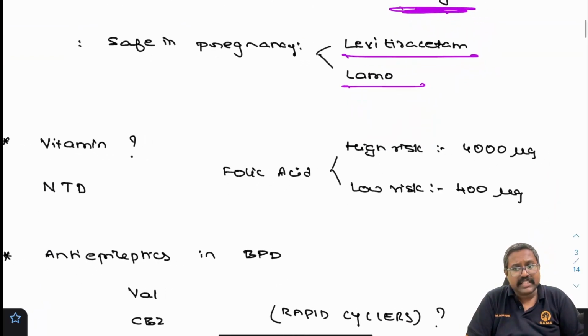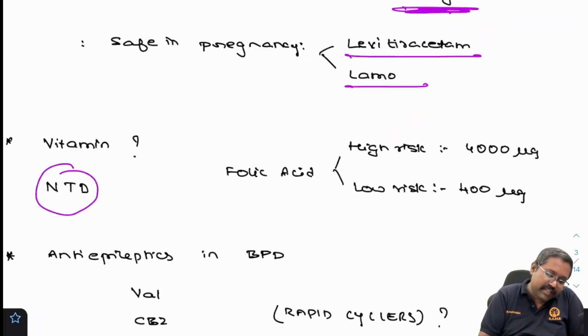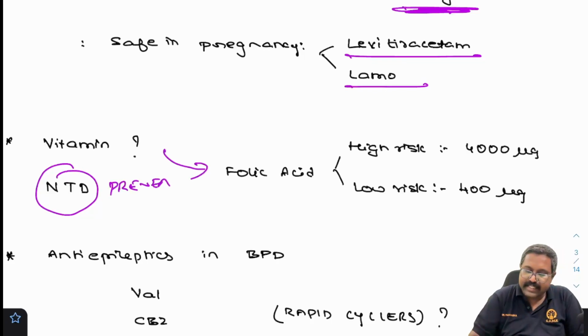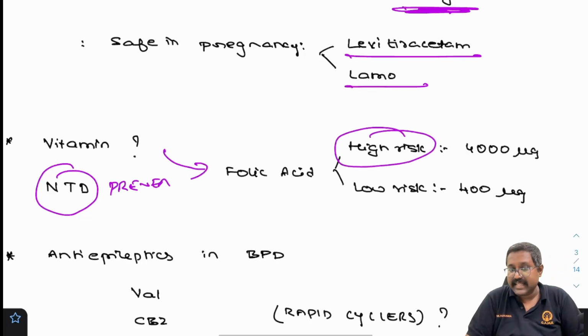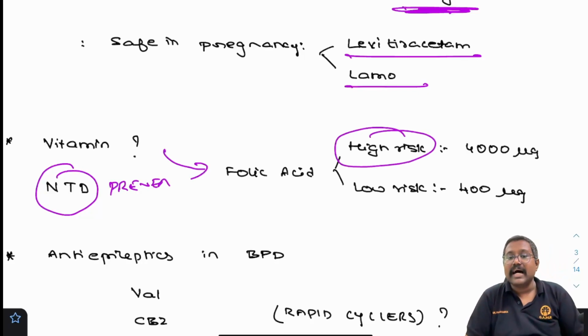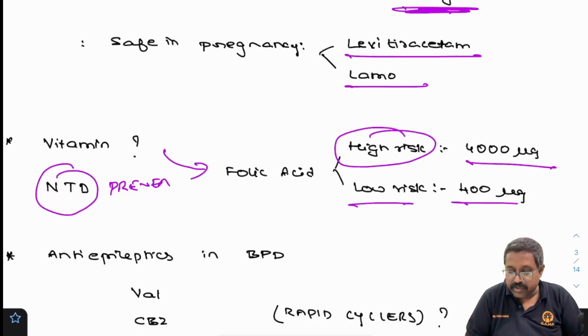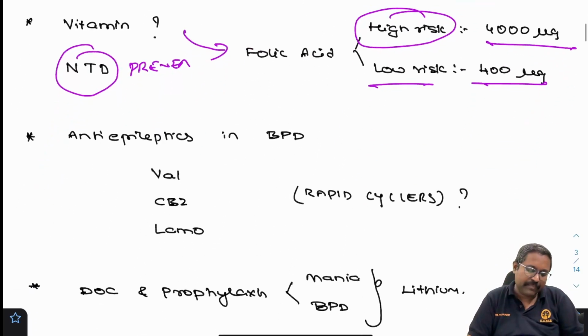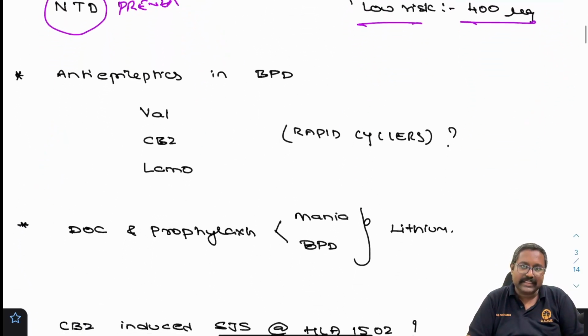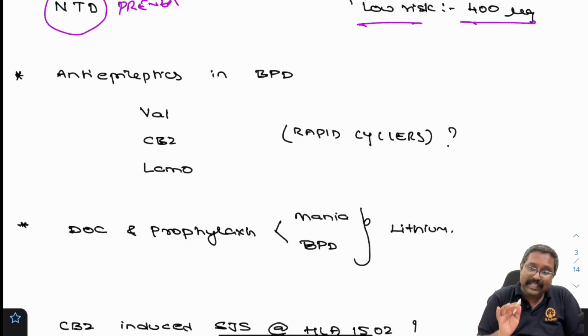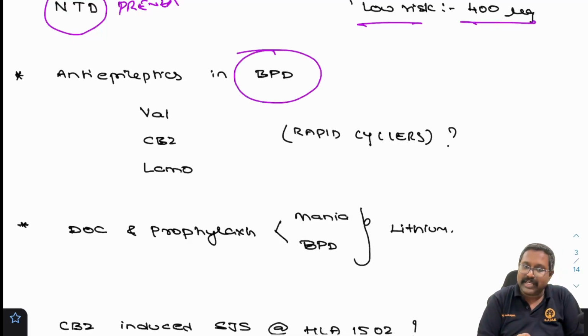Which is the vitamin which is given to prevent neural tube defect? It is folic acid. In case of high risk pregnancies, you will use the higher dose, that is 4000 micrograms, whereas in case of low risk, you will use 400 micrograms of folic acid. Anti-epileptics are also used in bipolar disorder as an adjuvant.